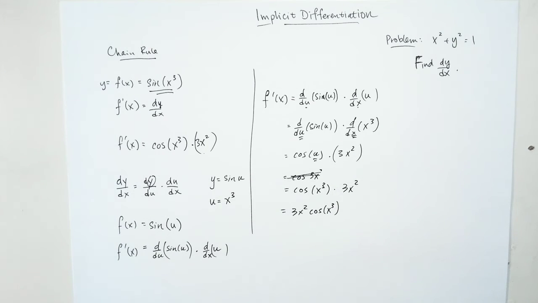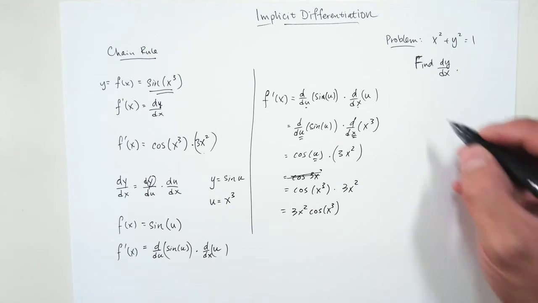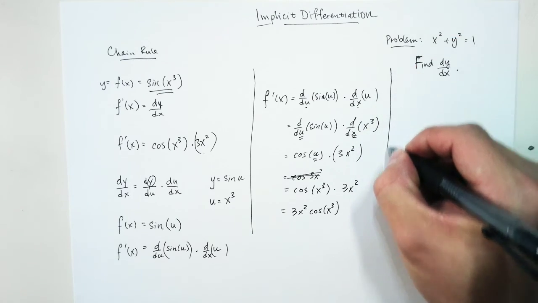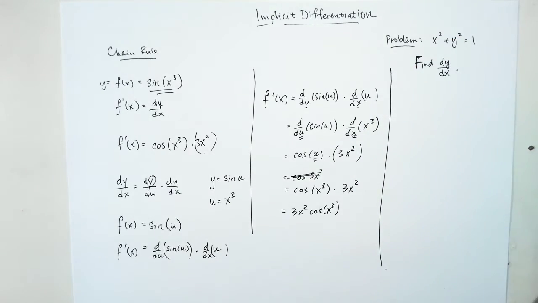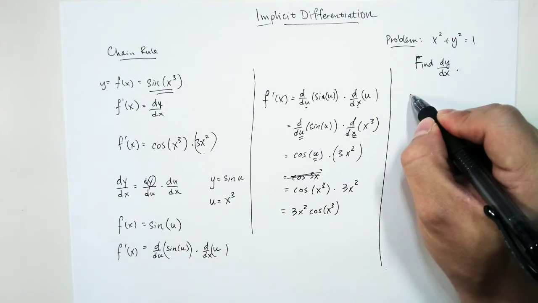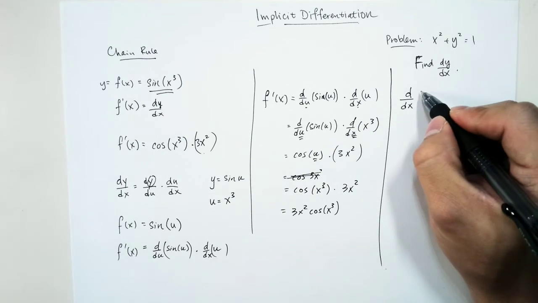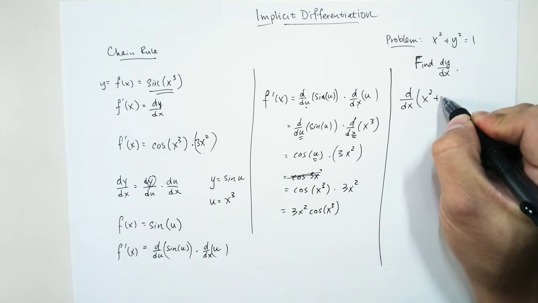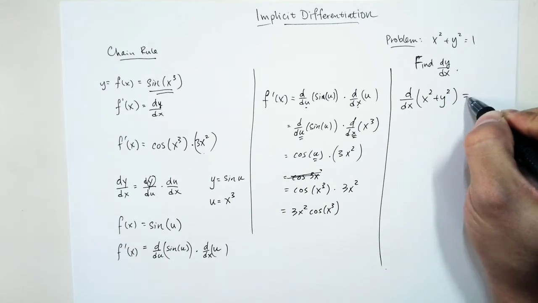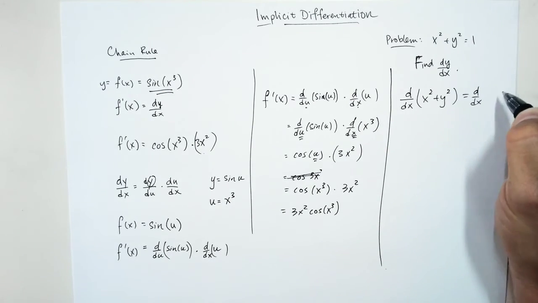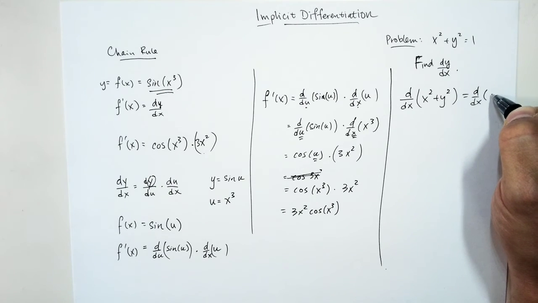Now, why is this understanding important? Okay, this understanding is extremely important because, let's go to here. I'm going to explain to you along the way. We will find dy dx. So basically, we are differentiating both sides of the equation. Okay, so d over dx of x squared plus y squared is equal to d over dx of 1.